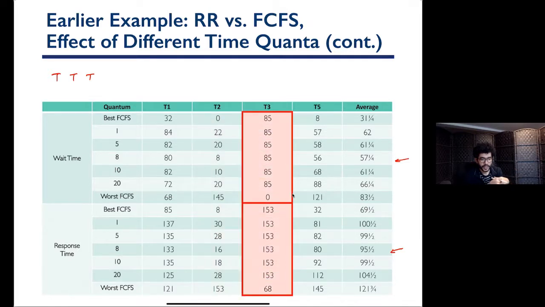Now compare that with T3. If you look at T3, it is absolutely not impacted by the change of the length of the time quantum. So across the board, not considering the worst case FCFS, it gets the same numbers.